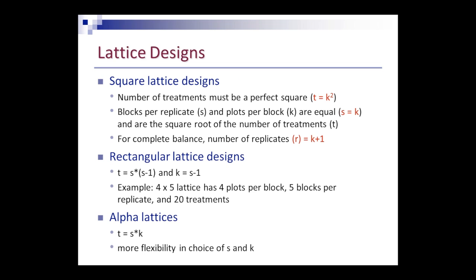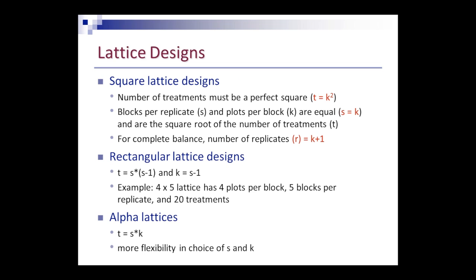So there are various types of lattice designs. Square lattice designs imply that the number of treatments is a perfect square. In that case, the number of blocks per replicate and the plots per block are going to be the same, and they're going to be the square root of the number of treatments. Now, for complete balance in a square lattice design, you have to have R equal to your block size plus 1, which makes a rather large experiment if you have very many treatments.